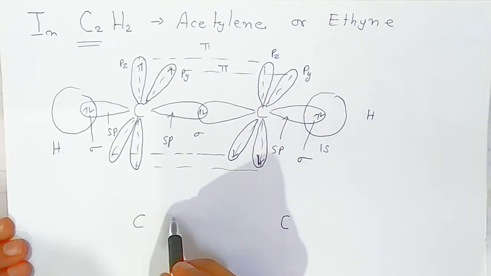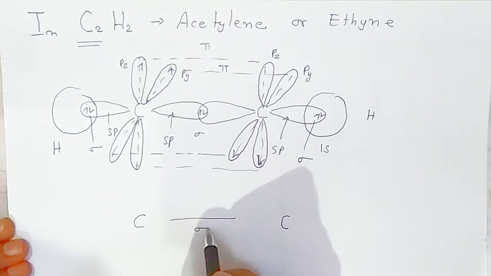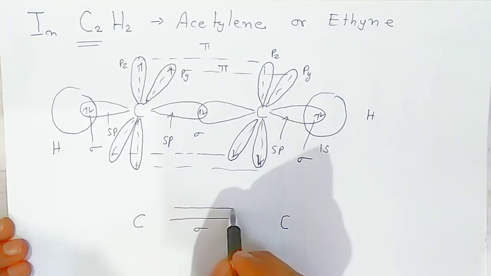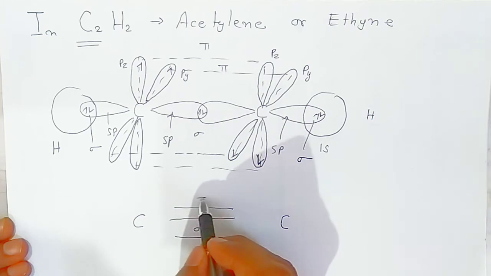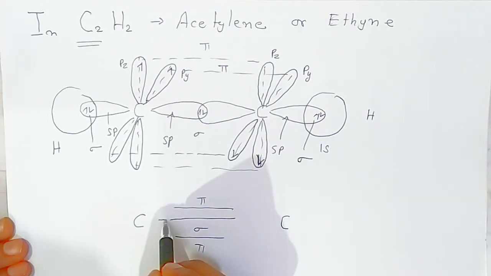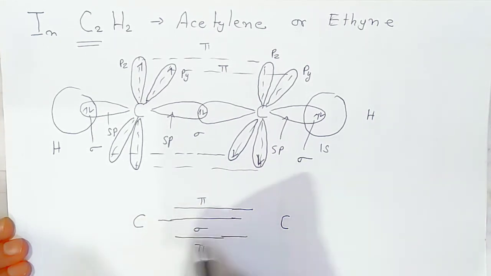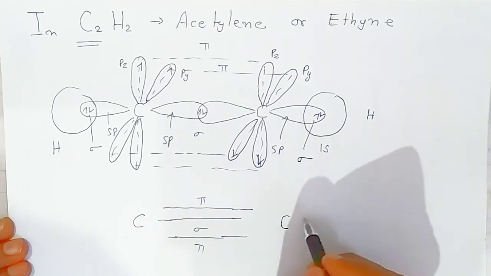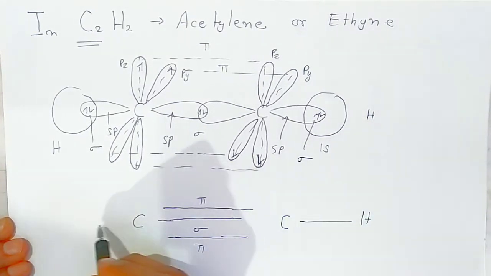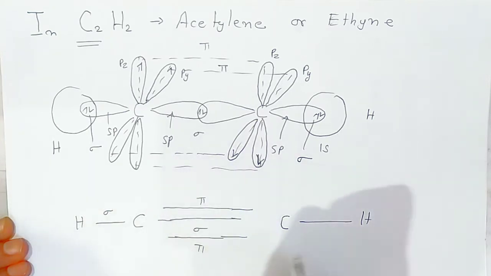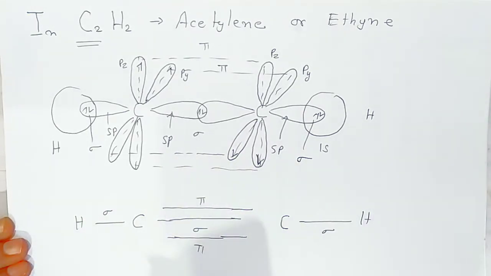Between them you will find one sigma bond, and you can show the pi bonds like this, 2 pi bonds. This way we can represent the bonds, and this is the hydrogen. So students, in total how many sigma bonds do you have? 3 sigma bonds and 2 pi bonds are present in this molecule.